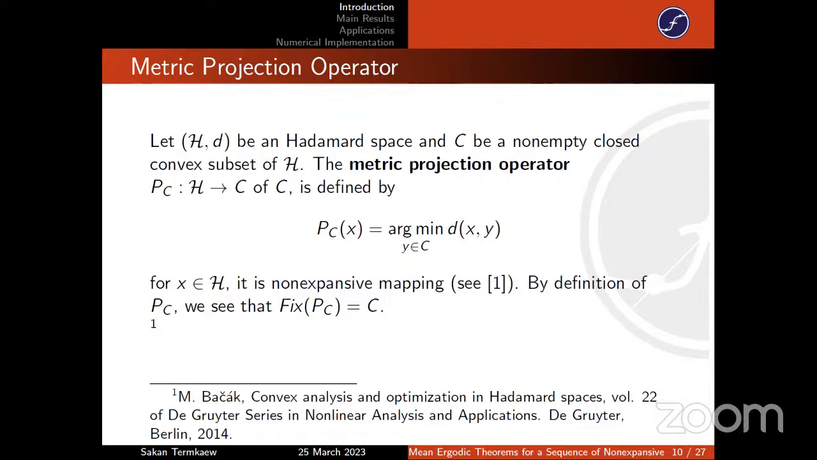Starting with the metric projection operator. This operator is an important tool for solving convex feasibility problems. In Hadamard spaces, let H be a Hadamard space and C a nonempty closed convex subset of H. The metric projection operator P_C from H onto the set C is defined by P_C x equals argmin of the distance d(x, y) for y in C, for all x in H. This operator is a nonexpansive mapping, following from reference one. And by the definition of P_C, we see that the fixed point set of P_C is equal to the set C.